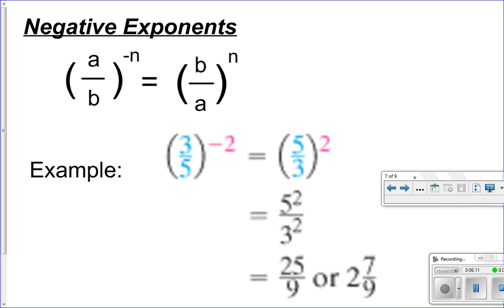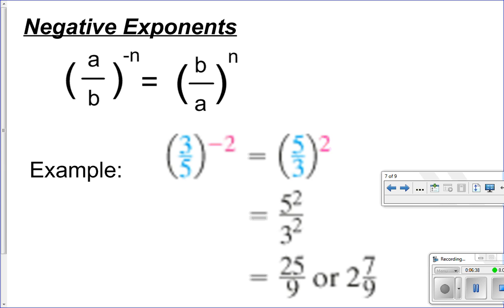We've also talked about this whenever we have a negative exponent. If you ever have a fraction raised to a negative exponent, take the reciprocal of that fraction, and then change your exponent to positive. So if I have a over b to the negative n power, take the reciprocal, so now it's b over a, and change that negative exponent to a positive exponent.